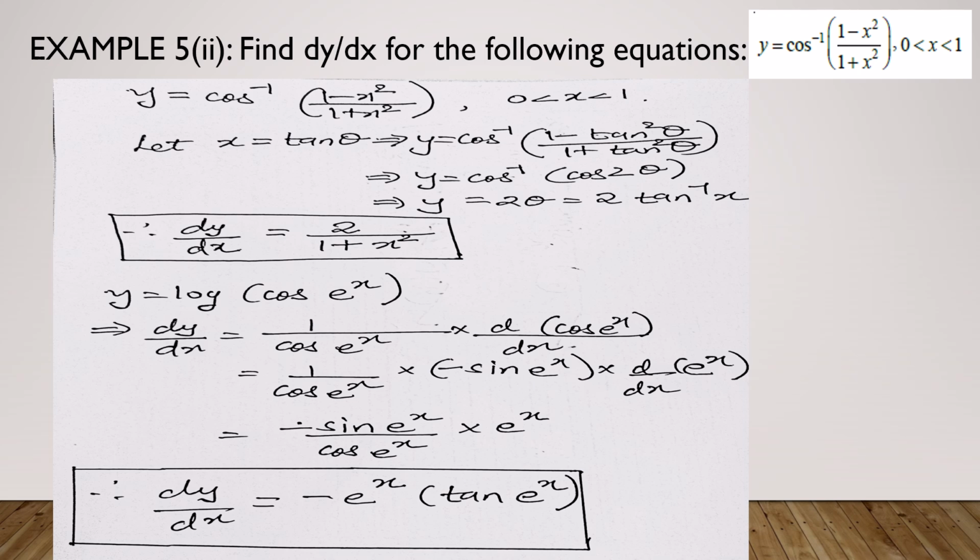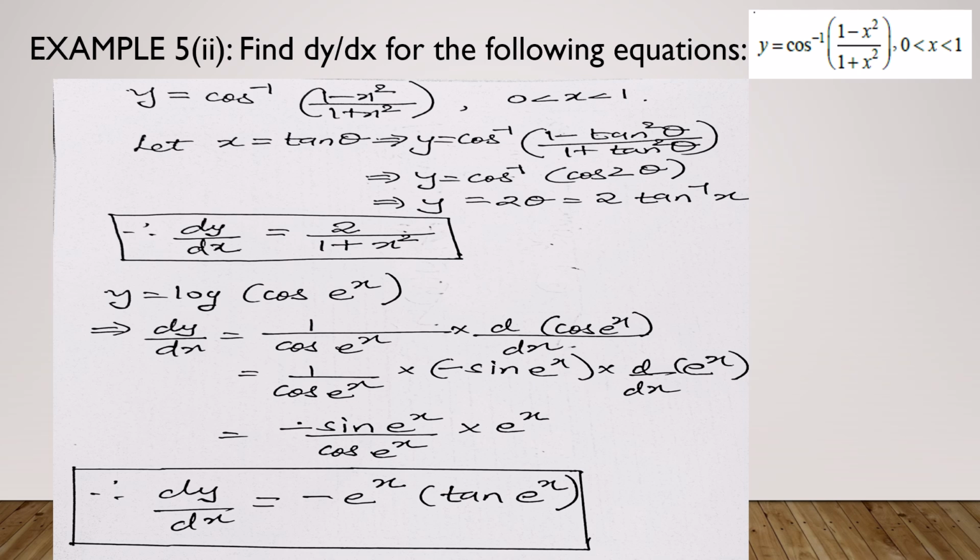So for cos inverse of 1 minus x square upon 1 plus x square, take x is equal to tan theta. So now y is equal to cos inverse of 1 minus tan square upon 1 plus tan square, which is cos 2 theta. And cos inverse of cos is the value of the angle. So cos inverse of cos of 2 theta is 2 theta. Hence y is equal to 2 theta, or y is equal to 2 into tan inverse of x, because theta will be tan inverse of x. Therefore dy by dx is 2 constant. What is the derivative of tan inverse? Inverse trigonometric function, 1 upon 1 plus x square. So dy by dx is 2 upon 1 plus x square.